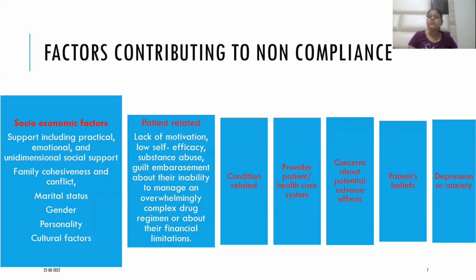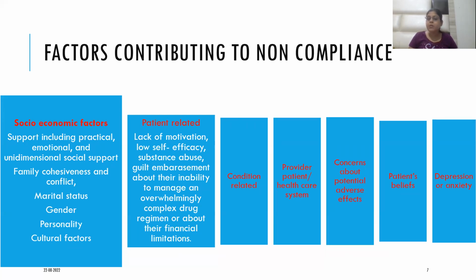What are the factors? First of all, socioeconomic factors. If the patient is less practical, he will take fewer drugs and will be less compliant. If the patient is more practical, he will take more drugs regularly and will be more compliant. Emotionally, if the emotional support is less, he will be less compliant; if the emotional support is more, he will be more compliant. Social support also: if the social support is more, the patient will be more compliant; if it is less, he will be less compliant. If any conflict has occurred in the family, that can lead to less compliance.